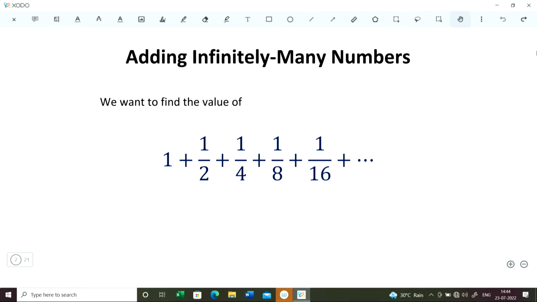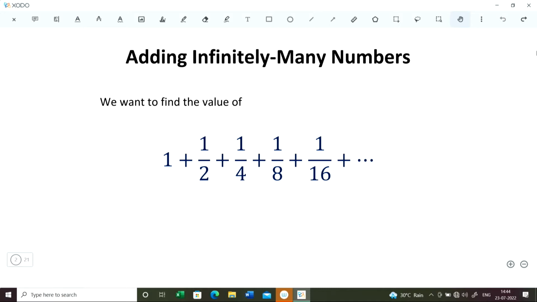Sir, I was telling we can consider this sum to be some S. Then 2S is nothing but 2 plus 1 plus 1 by 2 plus 1 by 4 and so on. So we are getting 2S is equal to 2 plus S. So S is equal to 2. Okay, so that also works.